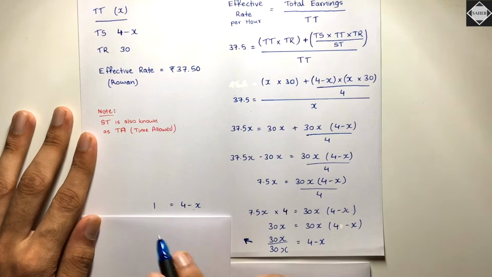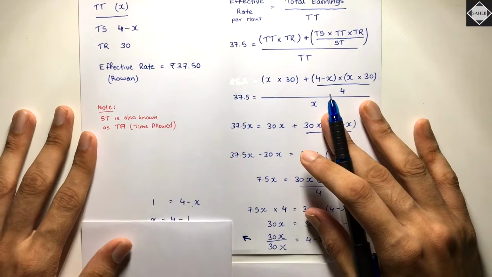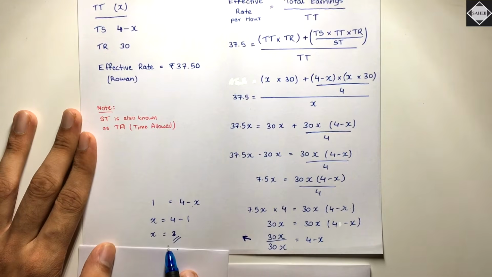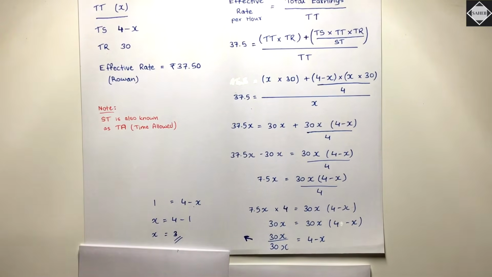Now you can just take this 1 over there and x over there. So what will happen? It will be 4 minus 1. So x is equal to 3. So we have found out the value of x. Simple.